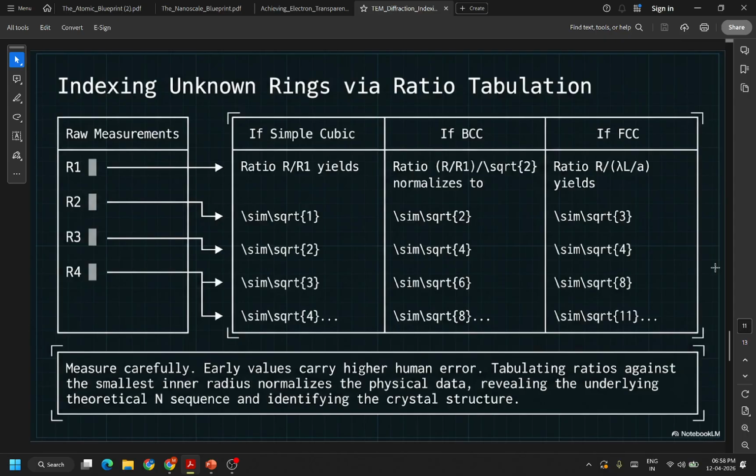So you have to measure carefully because early values carry higher human error because the radius is small, so there can be error in measurement. So tabulating ratios against smaller inner radii normalizes physical data, which reveals the underlying theoretical n sequence and identifies the crystal structure.